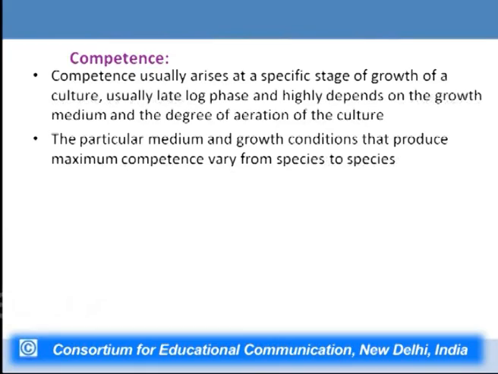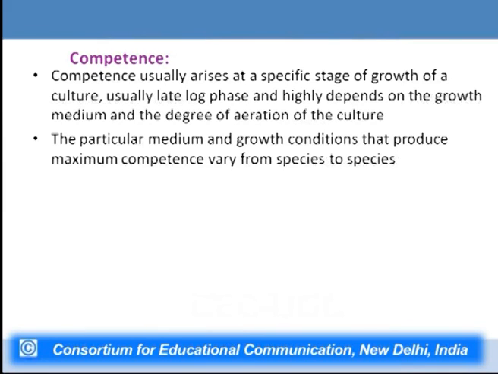And it also depends on the nutrient medium present in the culture medium, and how much the culture is aerated. The particular medium and growth conditions that produce maximum competence vary from species to species. So, it means that the competence of different bacteria varies according to a specific condition.